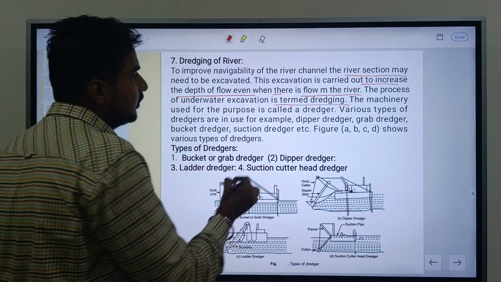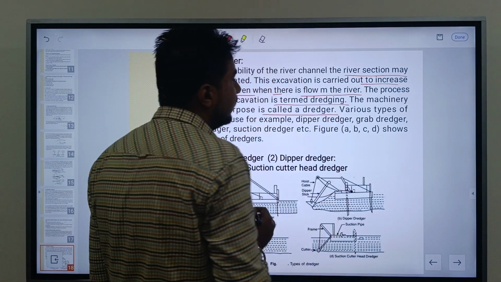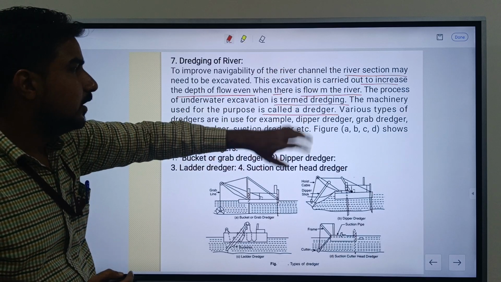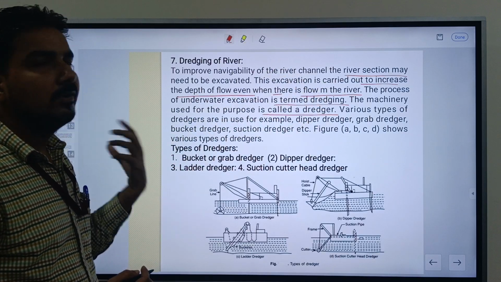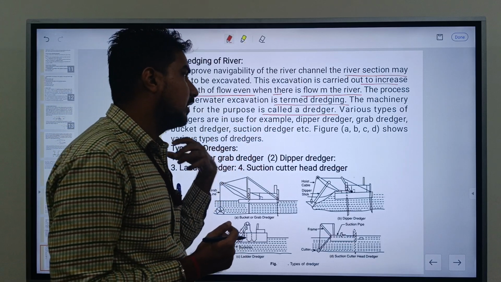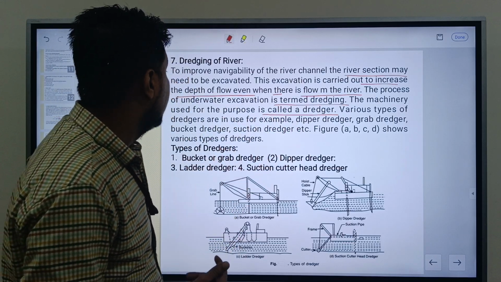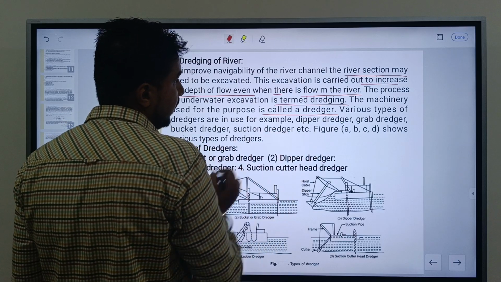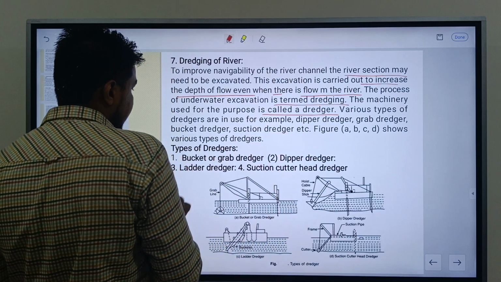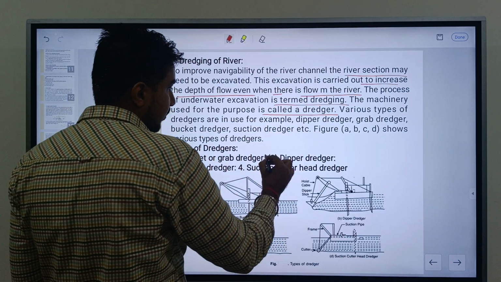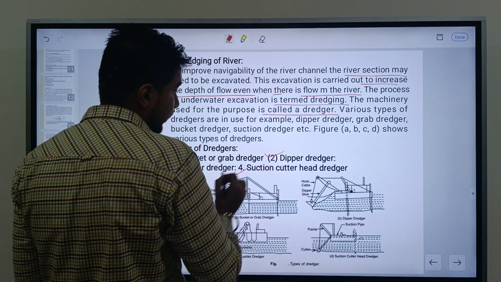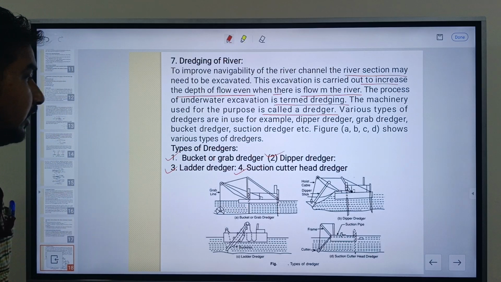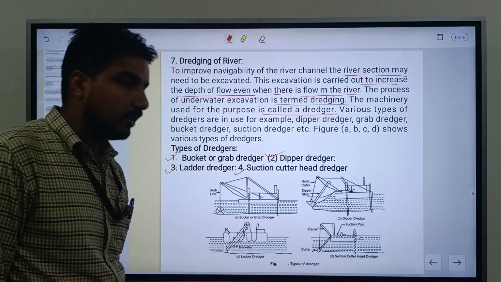The machinery used for this purpose is also called a dredger. The work we are proceeding with is dredging, and the machinery used to fulfill this requirement and helpful for this work is the dredger. So various types of dredgers are given in this figure. Number 1 is the bucket type, number 2 is the dipper type, number 3 is the ladder type, and number 4 is the suction cutter head dredger. So one by one, the figures are mentioned here.